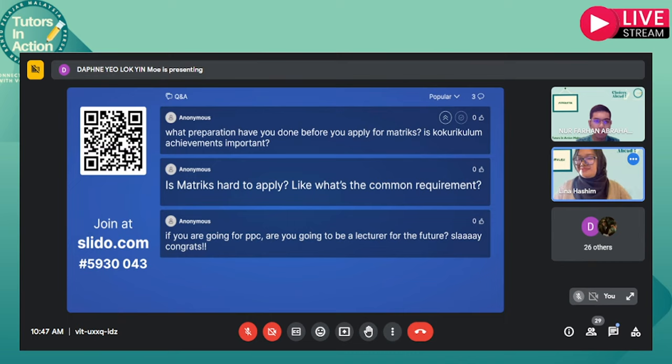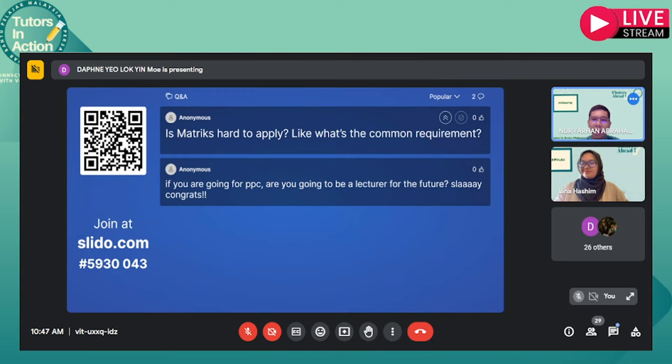So, next one. Is matrix hard to apply? Like, what's the common requirement? Matrix is not hard to apply. You just apply it. And the common requirement here is that you must be science students or you must be accounting students, either one, because they offer both programs on both subjects.